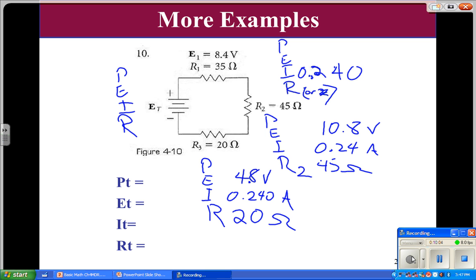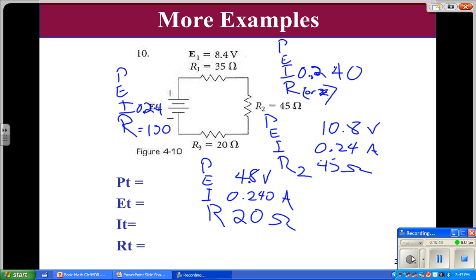Okay. So now we have all three resistors, right? Now what we're going to do here is assume that we have 0.24 amps here. And if that's true, we can look at our resistors and just add them up because resistance is additive in series, right? So 20, 45, that's 65, plus R1 is 35, so that's 100 ohms exactly, right? Everybody agree with that? Somebody check it. Use that calculator. Okay, so we have 100 ohms.